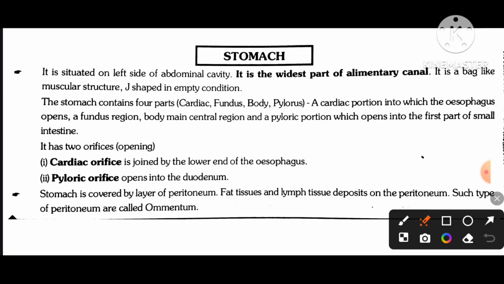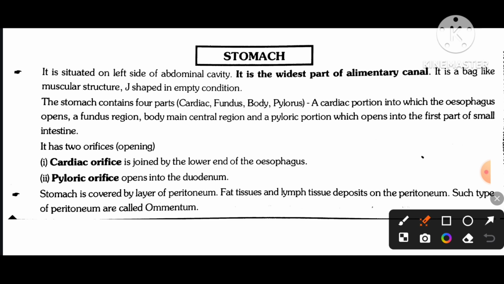Stomach. It is situated on the left side of the abdominal cavity. It is the widest part of the alimentary canal. It is a bag-like muscular structure, J-shaped in empty condition. The stomach contains four parts: cardiac, fundus, body, and pylorus. The cardiac portion is where the esophagus opens, then the fundus region, the body is the main central region, and the pyloric portion opens into the first part of the small intestine.